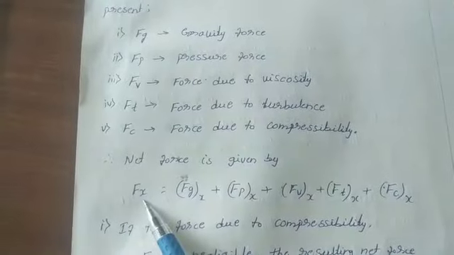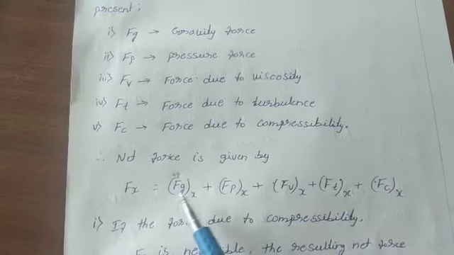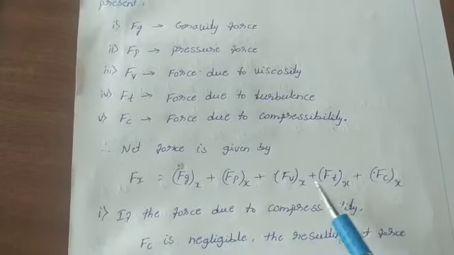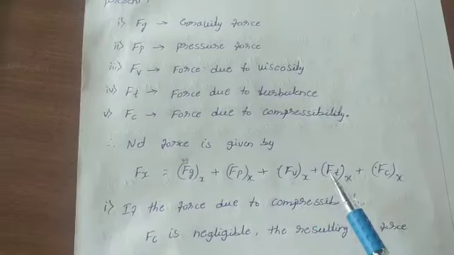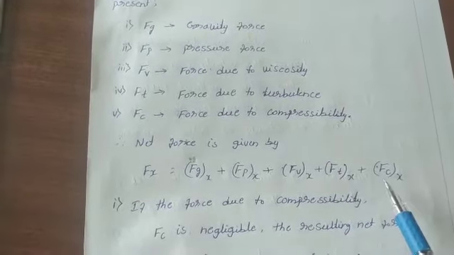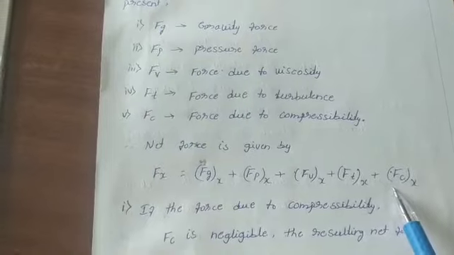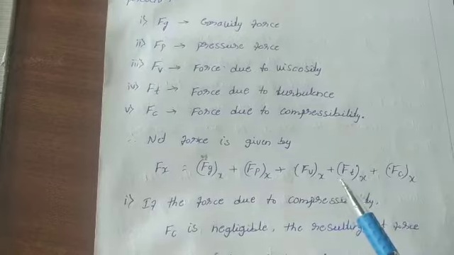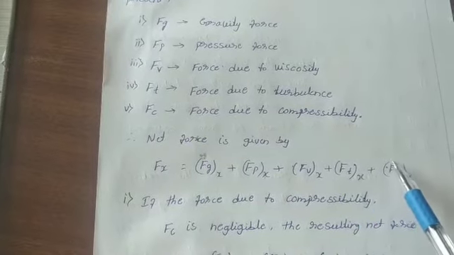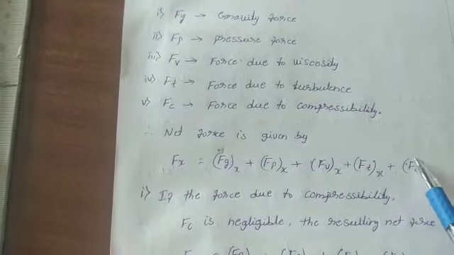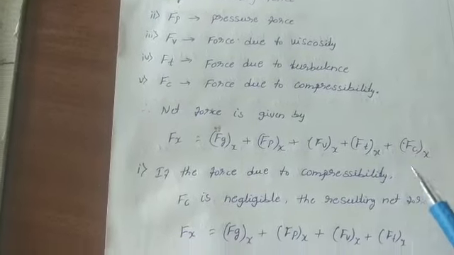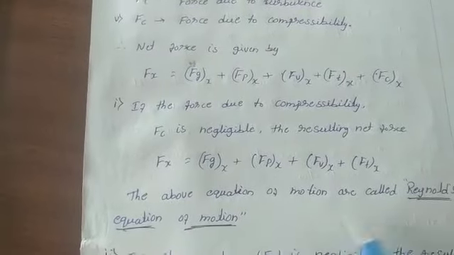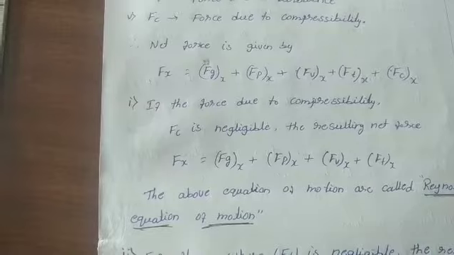Here Fx, the net force in the x direction only, is given by Fgx, the gravitational force in the x direction, plus the pressure force in the x direction, the viscous force in the x direction, the turbulence force in the x direction, and the compressibility force in the x direction. Now if the force due to compressibility, Fc, is negligible, then that equation is called Reynolds equation of motion.